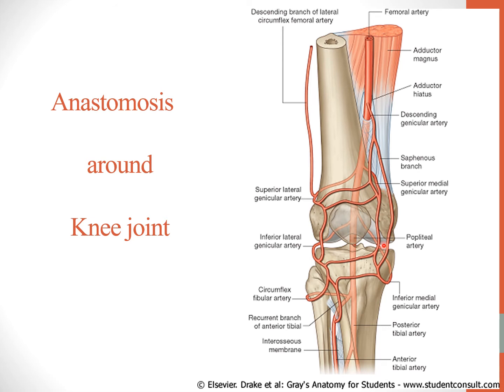Along with that, there are arteries which are known as the circumflex fibular artery, the recurrent branch of the anterior tibial, and branches from the popliteal such as the inferior medial genicular, and they all anastomose together.